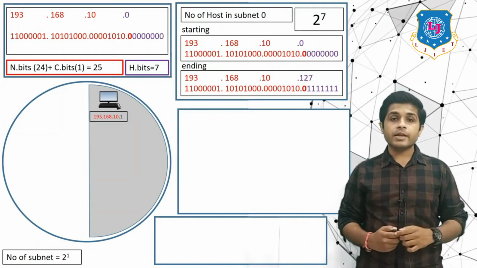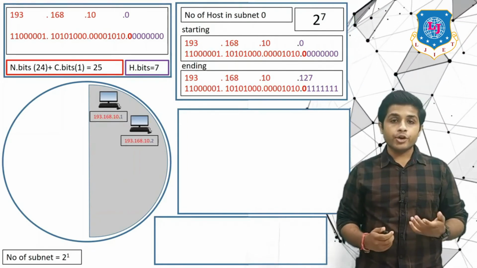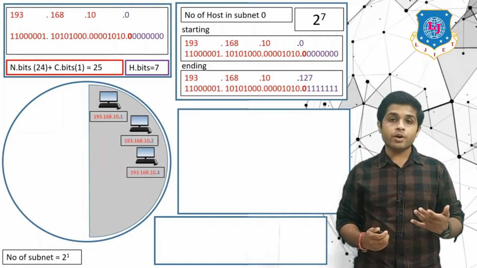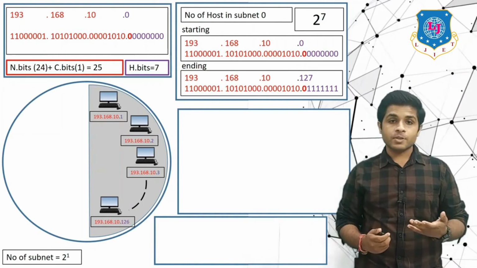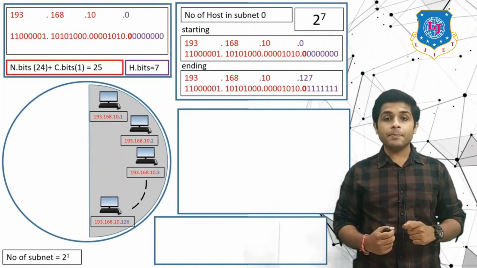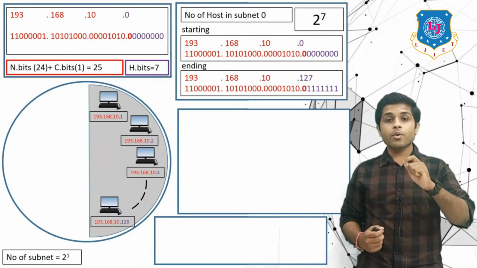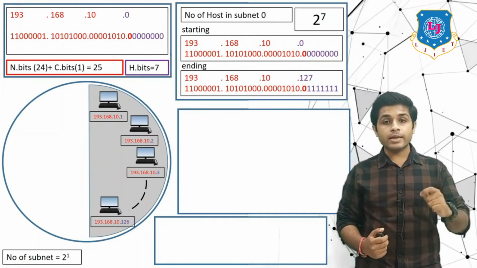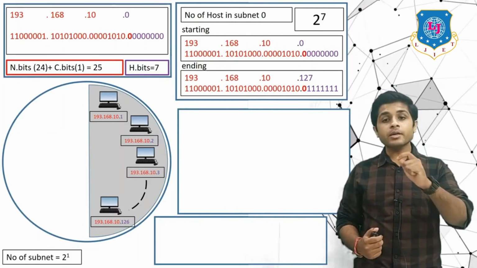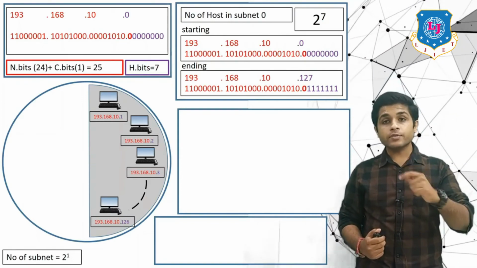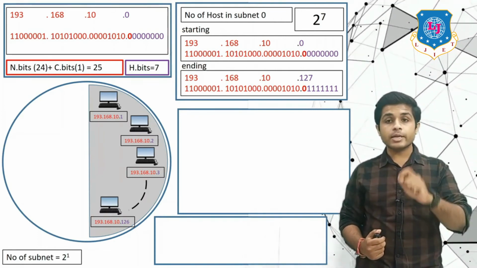So what will be the IP address of the first device? The first device will get 193.168.10.1, then 10.2, 10.3, 10.4 up to 10.126. So the first usable IP address in subnet 0 is 193.168.10.1 and the last usable is 193.168.10.126. If you increment 1 to the last address of subnet 0, you will get 193.168.10.127.